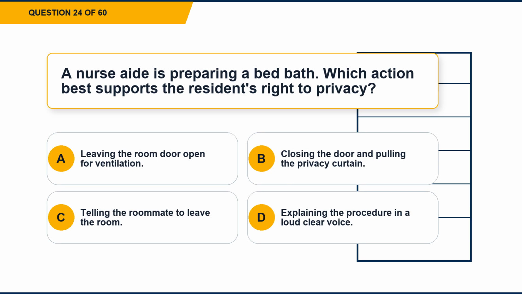Question 24. A nurse aide is preparing a bed bath. Which action best supports the resident's right to privacy? Option A. Leaving the room door open for ventilation. Option B. Closing the door and pulling the privacy curtain. Option C. Telling the roommate to leave the room. Option D. Explaining the procedure in a loud, clear voice.